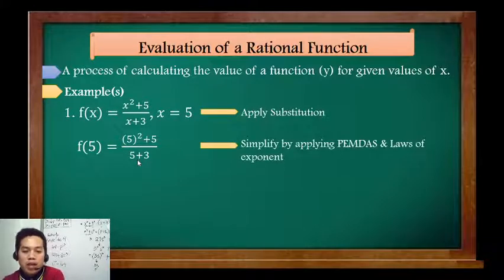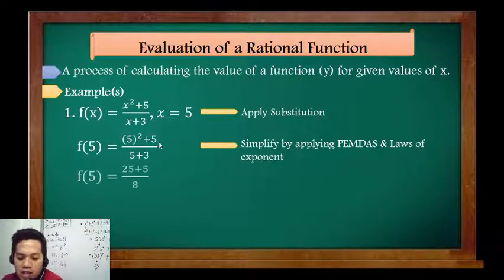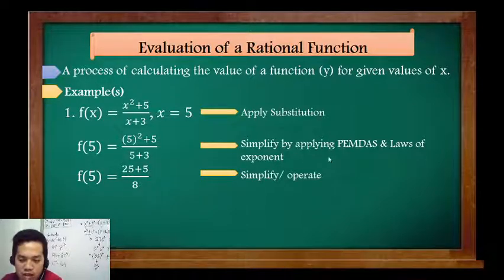Then we can simplify by applying the PEMDAS rule or laws of exponent. Based from this one, we need to operate first the numerator and denominator. We will simplify the numerator and denominator. So 5 squared, or 5 times 5, is 25. Then copy the constant number which is 5, over 5 plus 3, this is 8. Then simplify or operate. So 25 plus 5, this is 30 over 8.